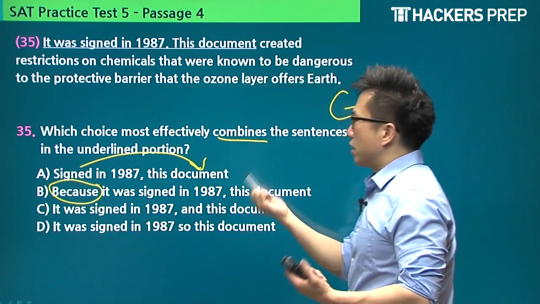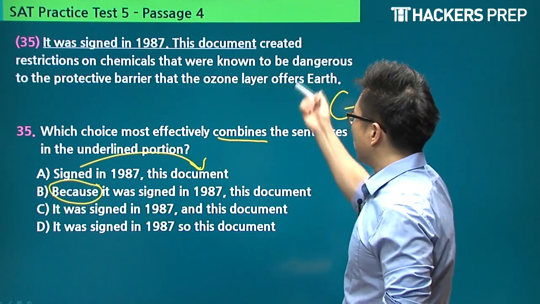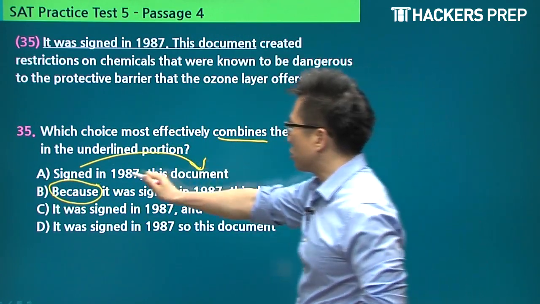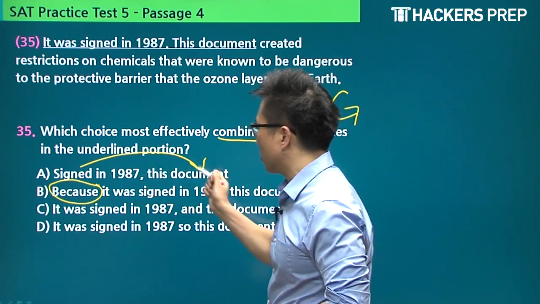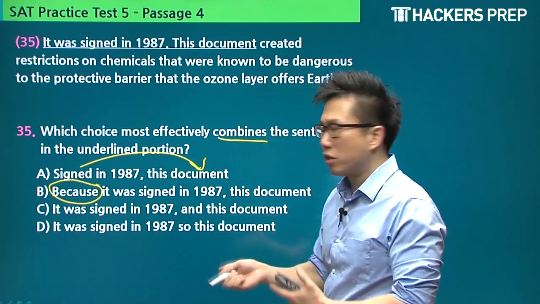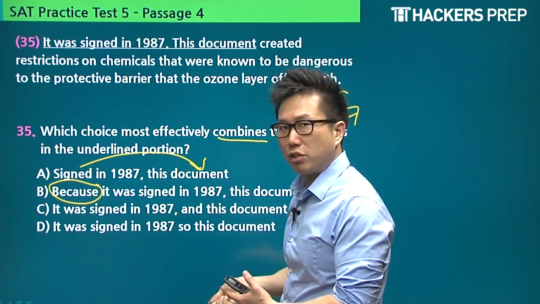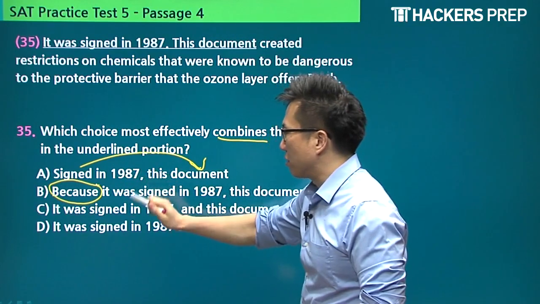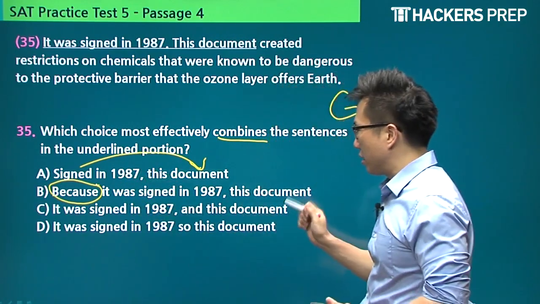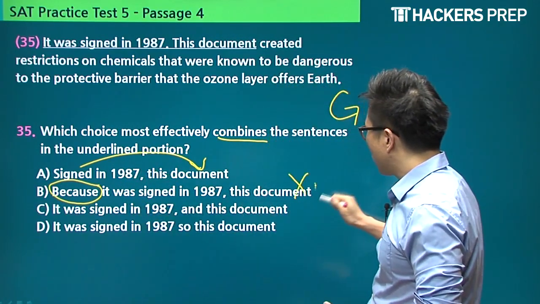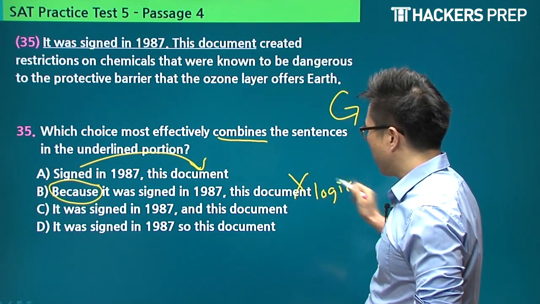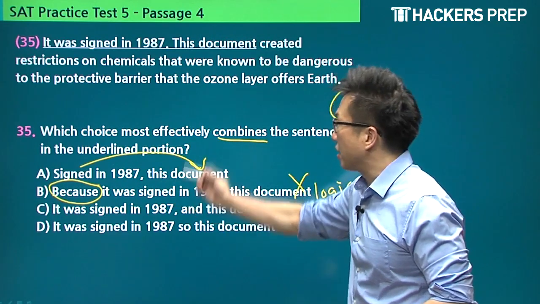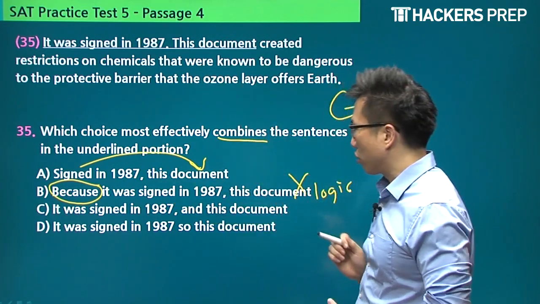How can you say that it was signed in, and because it was signed in, it made restrictions? That makes no sense logically. There's no connection between the two. This is basically just explaining when it was signed. You can consider this as additional or separate information. So it's good to just say signed in 1987, not because it was signed in 1987. So this is wrong. Logic-wise, this is incorrect. As I mentioned before, there's no connection between being signed and having restrictions. So you can cross this out.